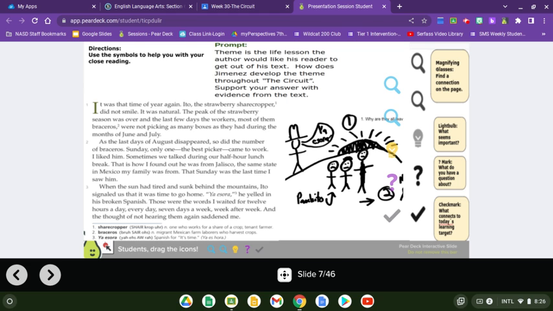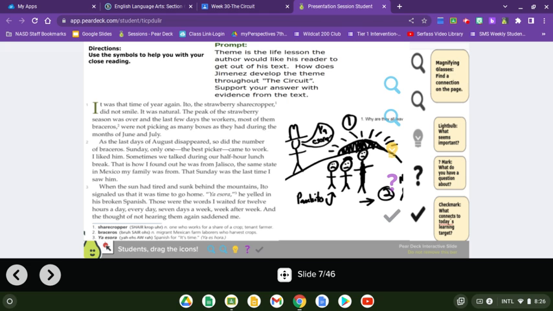When the sun had tired and sunk behind the mountains, Ito signaled us that it was time to go home. "Ya acabó," he yelled in his broken Spanish. Those were the words I waited for 12 hours a day, every day, 7 days a week, week after week, and the thought of not hearing them again saddened me.